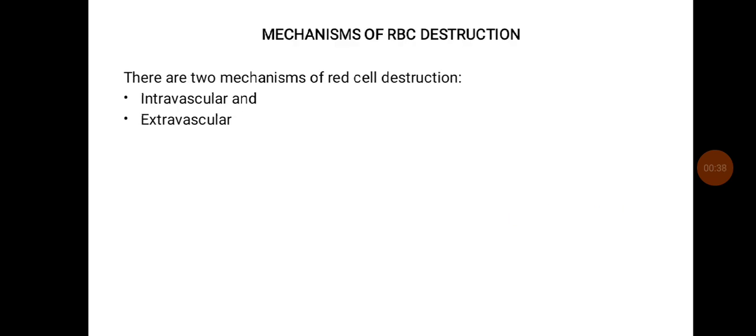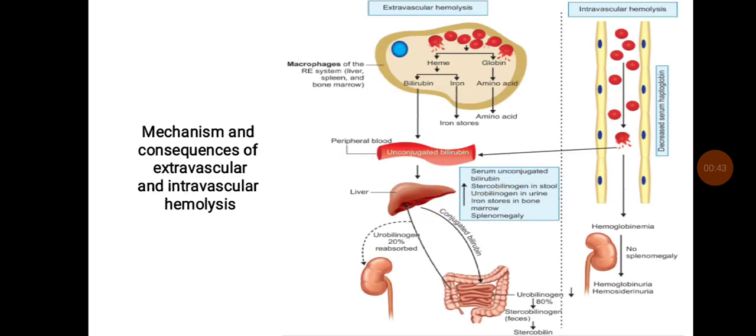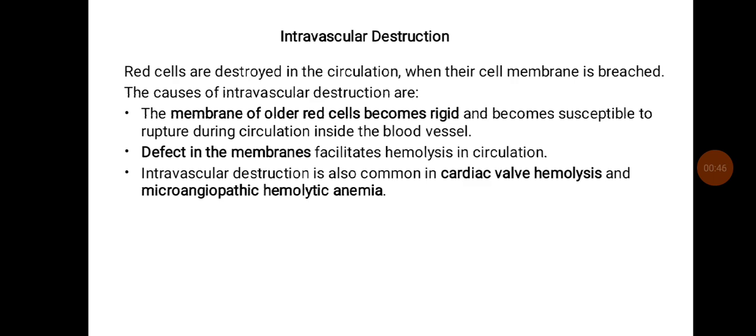There are two mechanisms of red cell destruction. One is the intravascular mechanism, another one is the extravascular mechanism. In intravascular destruction, the RBCs are destroyed in circulation when their cell membrane is breached. The causes of intravascular destruction are that the membrane of older red cells becomes rigid and susceptible to rupture during circulation inside the blood vessel. Defect in the membrane facilitates hemolysis in circulation. Intravascular destruction is also common in cardiac wall hemolysis and microangiopathic hemolytic anemia.